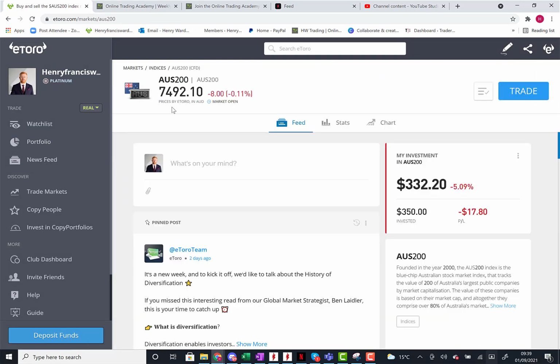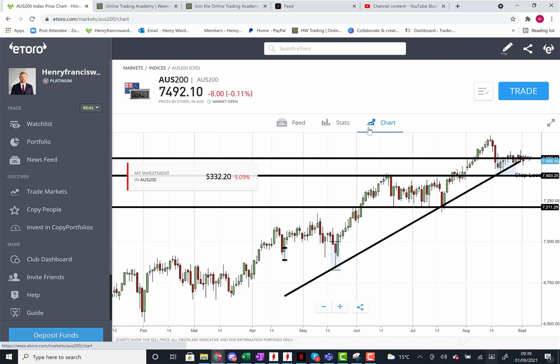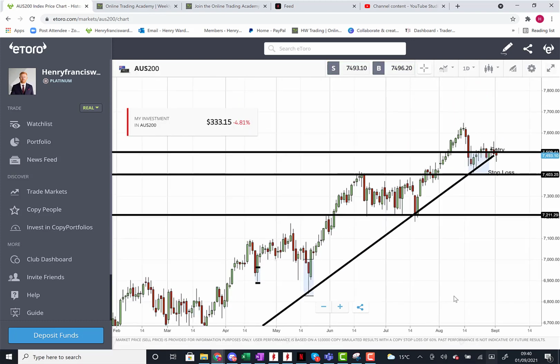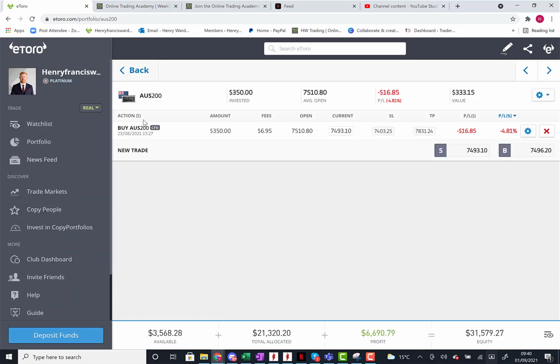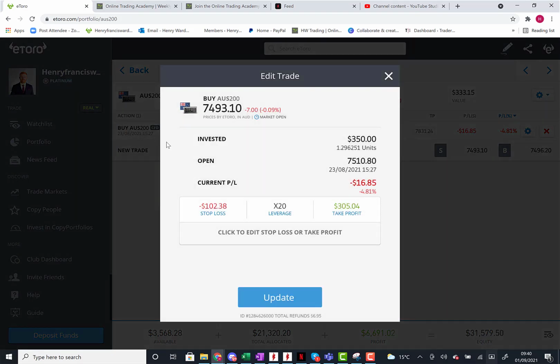And if we have a look at the Aussie 200, I'll show you why. So look, bounce, bounce, bounce. Took this trade, bounce, retest. So that's that trade there. That's the only CFD trade I have that has any risk on the table. And if I go back to investments, click on the trade, we have a stop loss of 100 quid, take profit of 300. So the idea now is to let that trade run, and it's going to hit one of them, either my stop loss or my take profit.